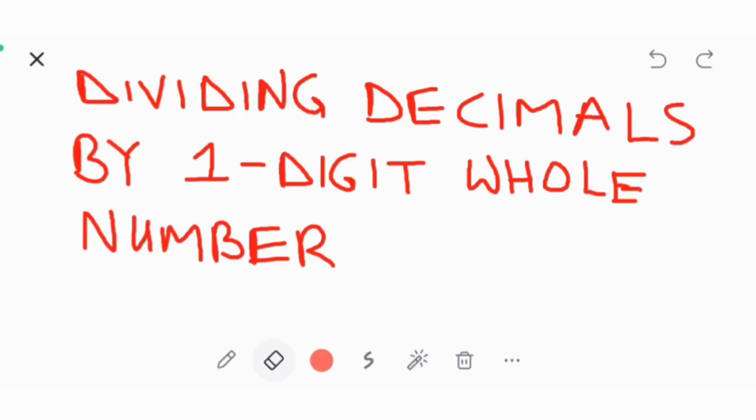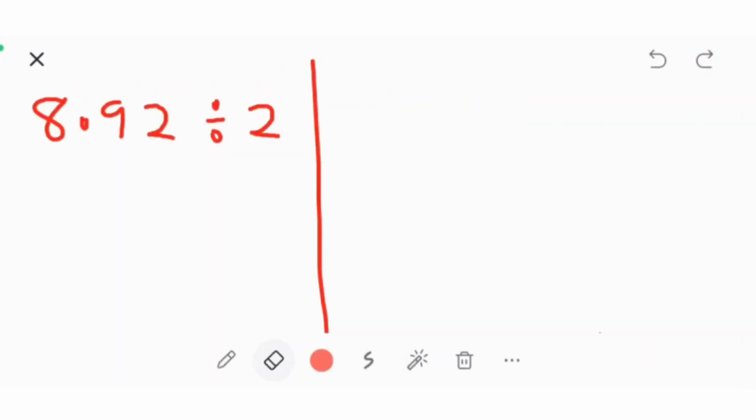Today we are going to learn how to divide a decimal by a one-digit whole number. Let's start right away. We have 8.92 divided by 2. To do this, you simply have to draw the division symbol. Then inside you write 8.92. Then you write 2 here.